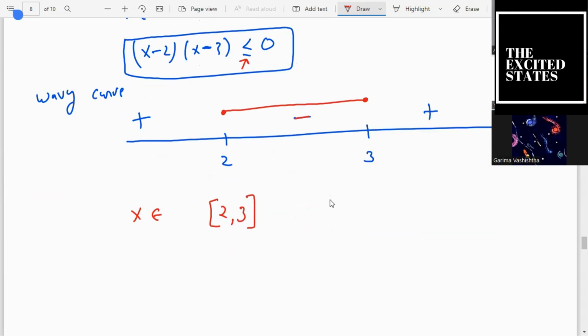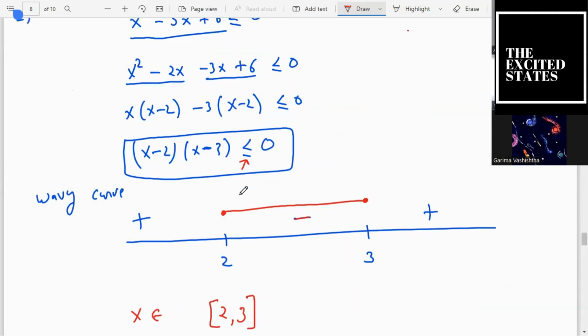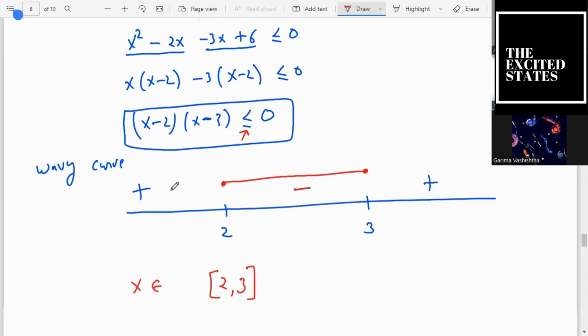So that means the domain of this function will be D belongs to [2, 3]. Do you get it? So this is simply called the domain of the function.